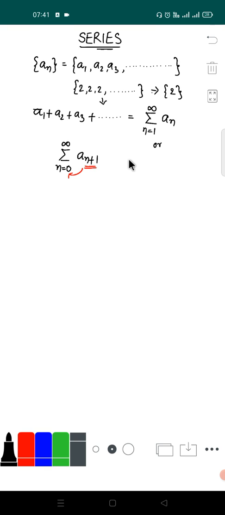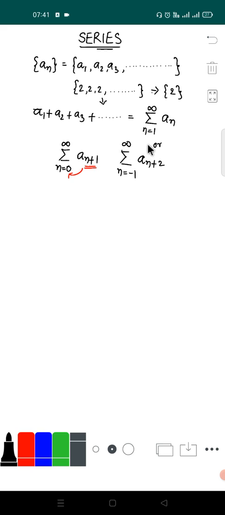For example, if you write a n plus 2, then the series summation starts from n equals minus 1. If n equals minus 1, then it starts with a minus 1 plus 2, that is a1, to infinity. So like this we can proceed to represent a series in different formats.